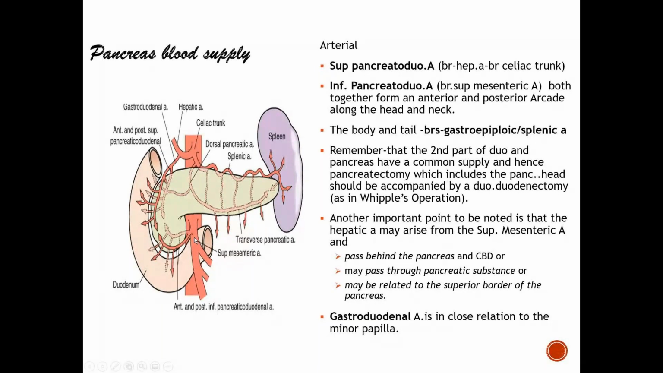The body and the tail. So this whole arrangement is supplying the head and the neck. The body and the tail are basically supplied by, see, the splenic artery. And what is lying out here? The stomach. So you have the right gastroepiploic out here. So it is the gastroepiploic which is lying here, and the dorsal pancreatic and the splenic artery, which are basically supplying the major part of the pancreas. There is another vessel, the dorsal pancreatic artery, which is a branch of the splenic artery, making another arcade, and a transverse pancreatic artery supplying the posterior part of the body.